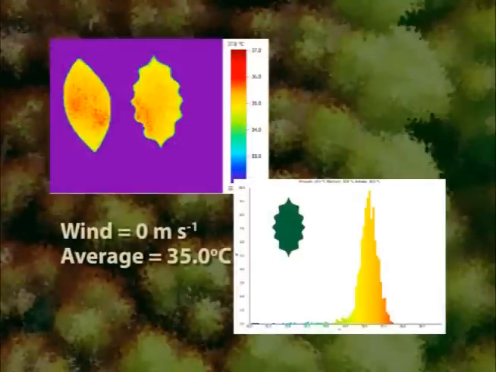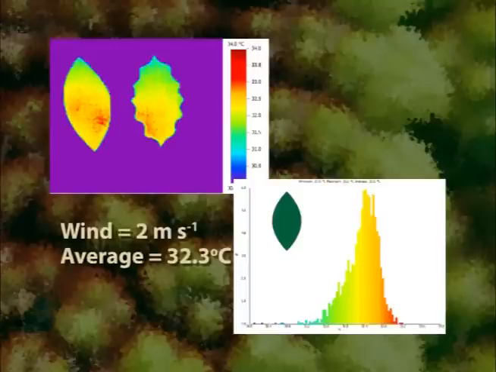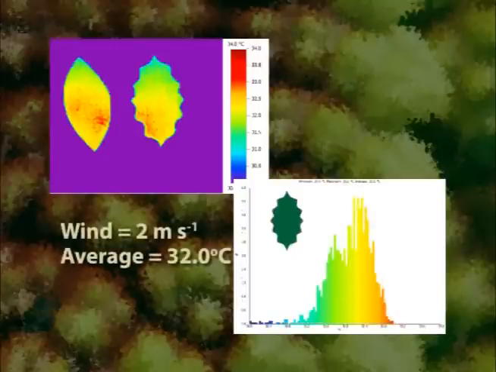We'll make pairwise comparisons. Let's look at the model with the wavy margin first. When there's no wind, it's a tiny bit cooler than the model with the smooth margin. When we crank the wind up to 2 meters per second, both leaves cool, but the leaf with the wavy margin cools a bit more.